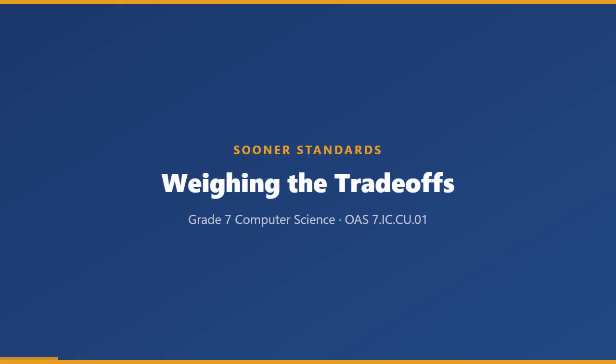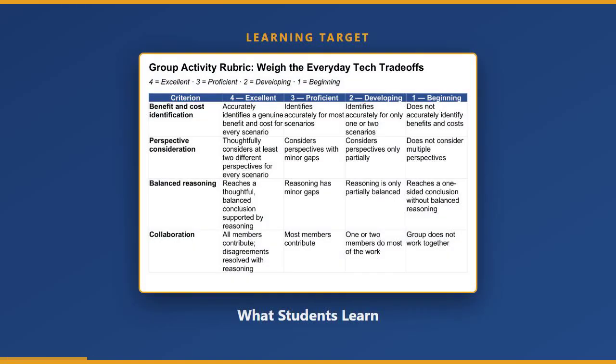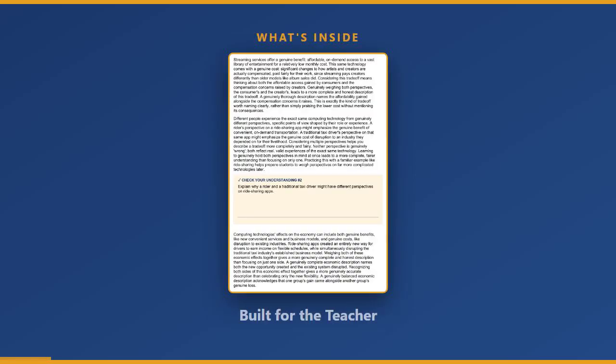From Sooner Standards, Weighing the Trade-Offs of Everyday Computing Technologies, a complete Grade 7 Computer Science Unit for Oklahoma Standard 7.IC.CU.01. Students learn to describe the trade-offs of everyday technologies like social media and ride-sharing apps and explain their effects on economies and society.